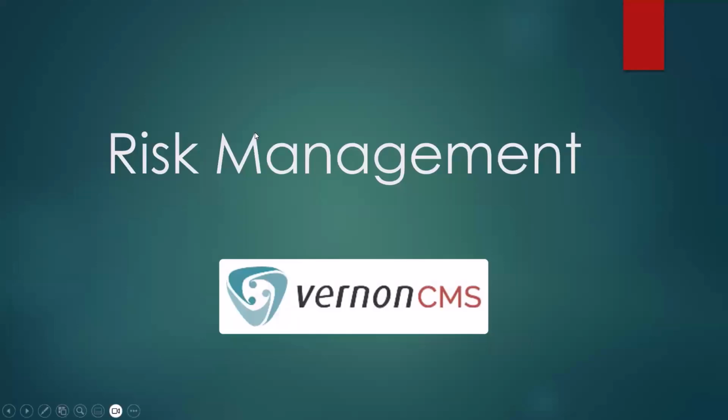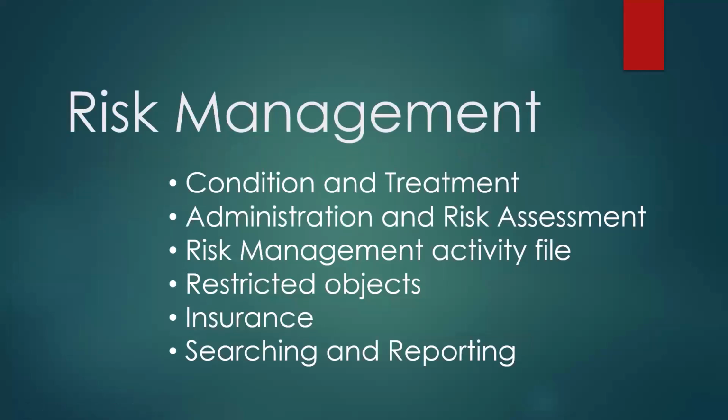So in today's talk, the key things that I'm going to be covering are the condition and treatment sections within the catalogue record, the related activities for those two functions, the administration and risk assessment part of the object record, how you can flag restricted objects in different ways, managing insurance policies, and then last of all, how all of that ties together with our generic searching and reporting tools.